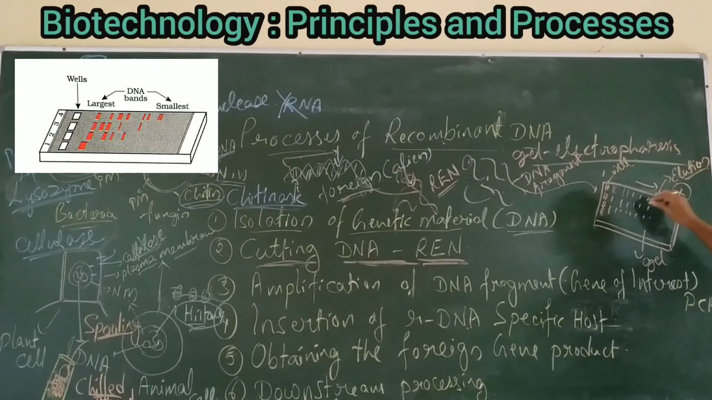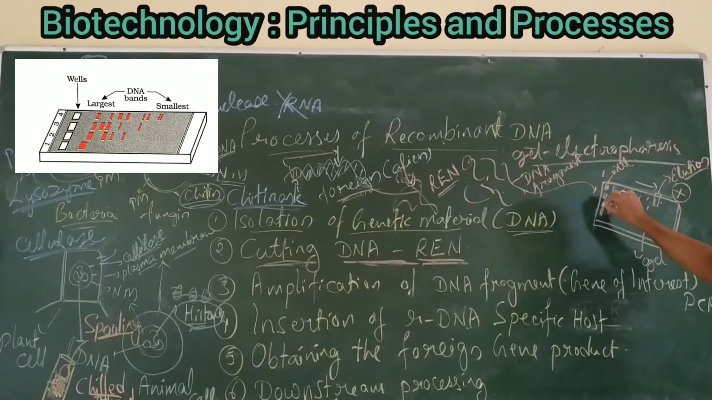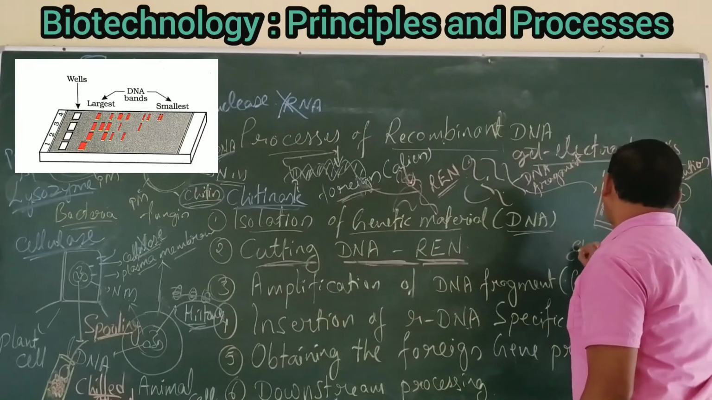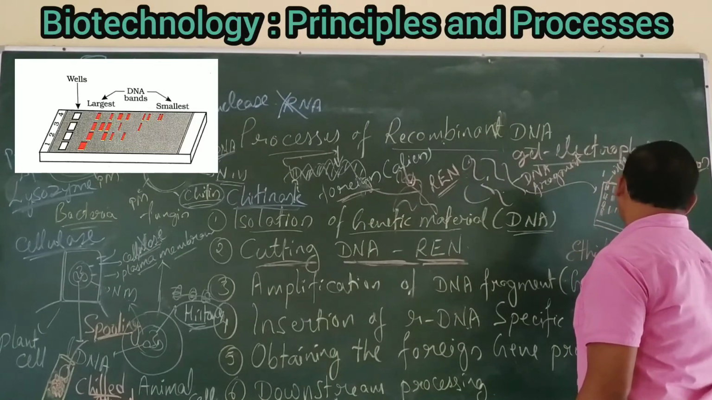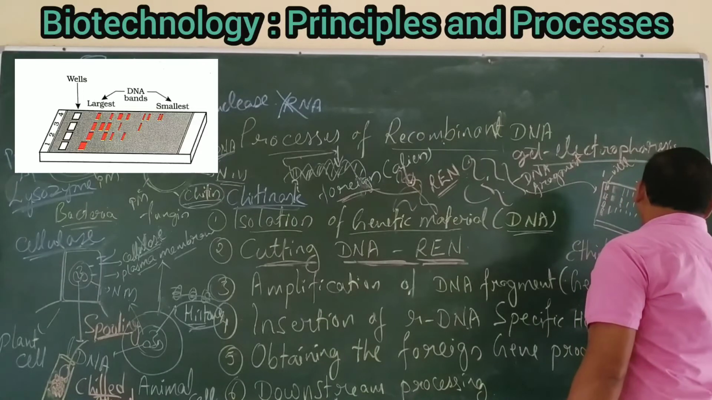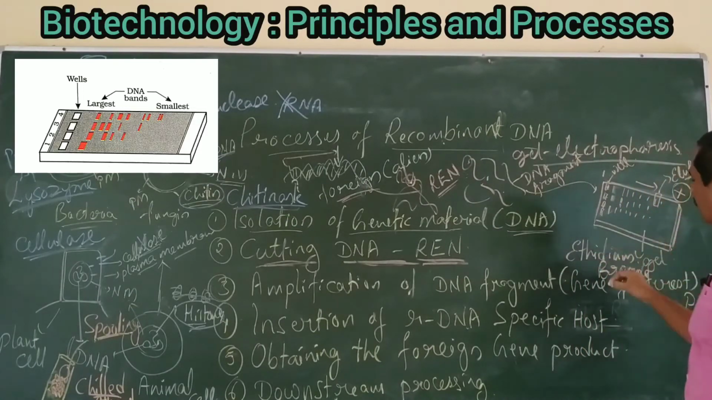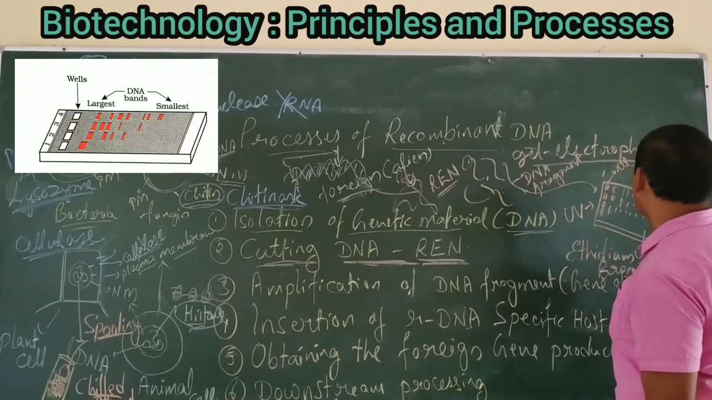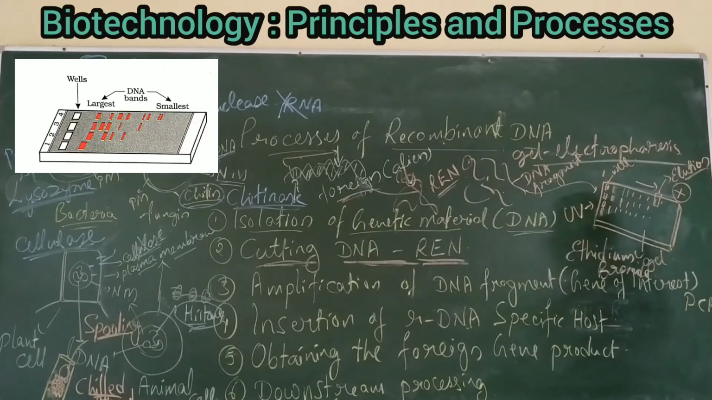We can also visualize these bands, the orange colour bands so formed, by using a chemical called ethidium bromide. It must be stained with ethidium bromide and visualized under UV radiation. We can observe the different bands of DNA in an orange colour.